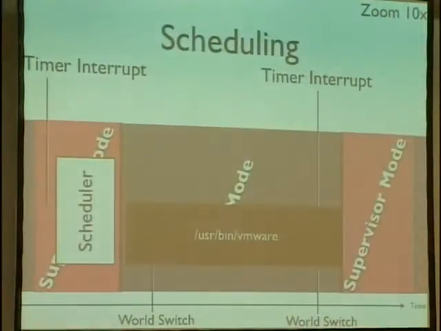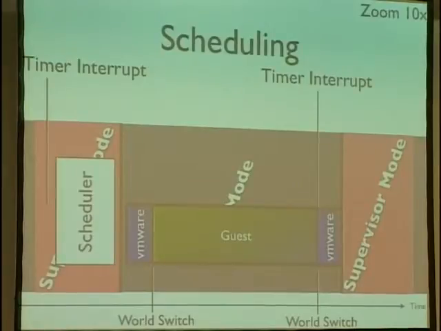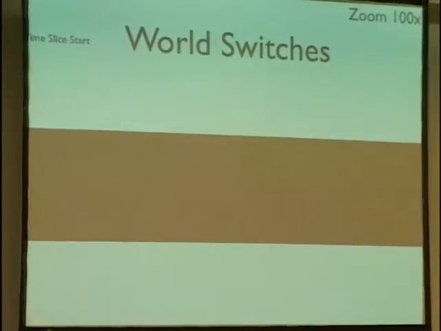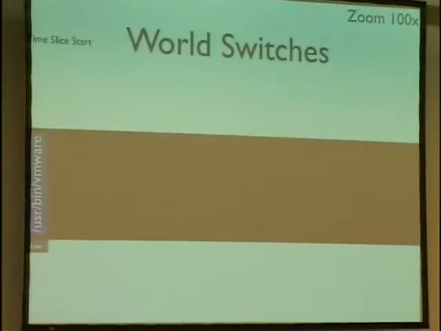Now let's zoom in. What exactly happens if you run this VMware inside this VMware time slice? First, the VMware user mode binary will be run. It then switches into the guest code, so it donates almost the complete time slice to the guest code. And when a timer interrupt occurs, there's another switch back to VMware. All these switches are called world switches. So let's zoom in some more. At the start of a time slice, the user mode binary, VMware, gets run in user mode.